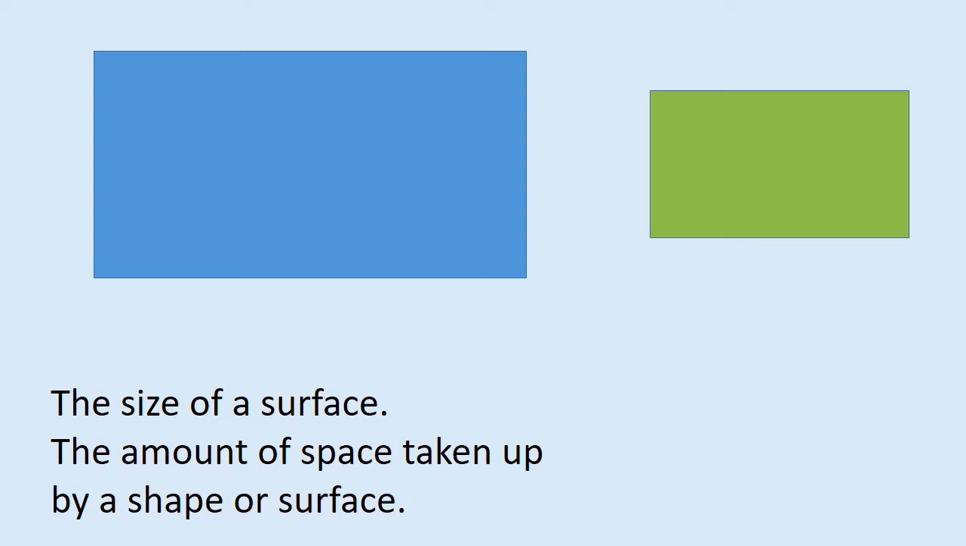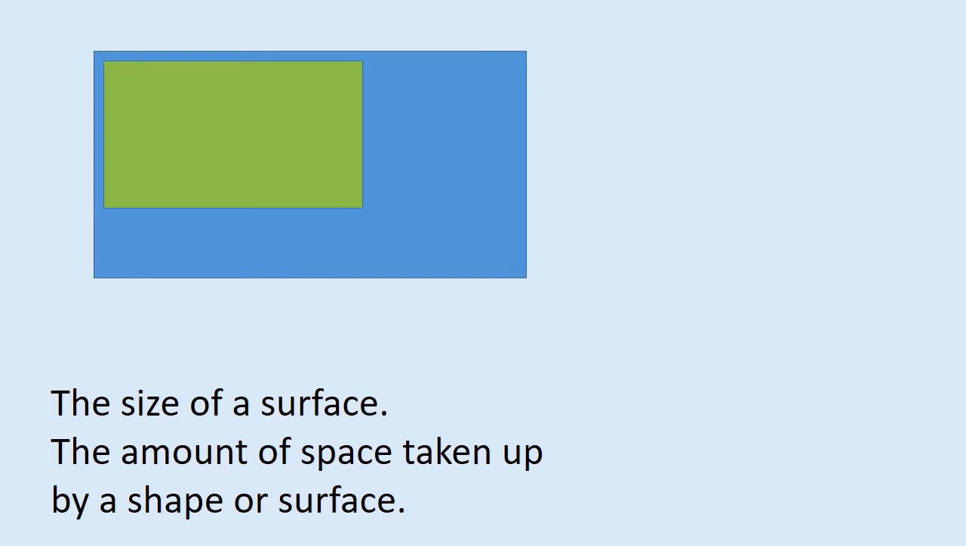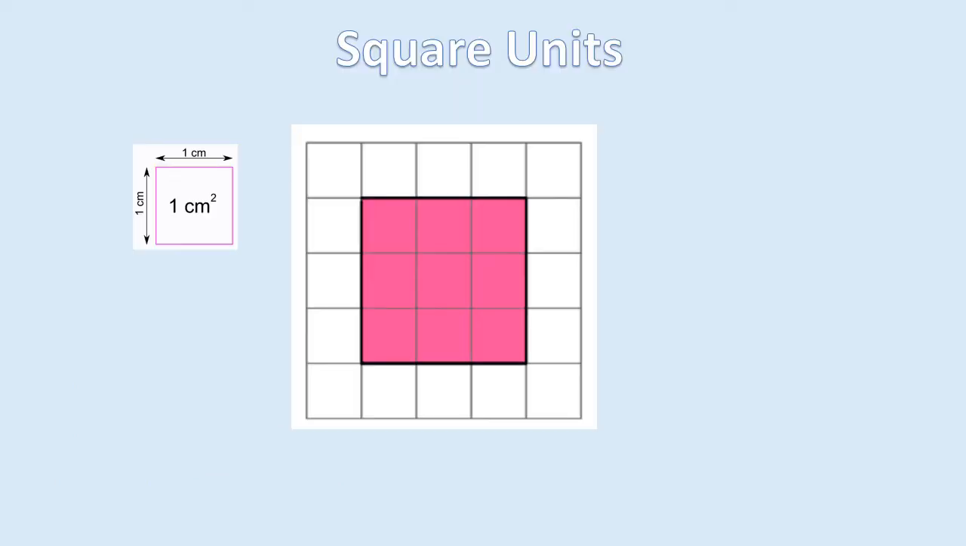So what is area? Area is the size of a surface, so the amount of space taken up by a shape or a surface. So you can see here that I have two different rectangles, and both of them take up different amounts of space. Now, one very simple way I can check which rectangle has the larger area is by placing one on top of the other. And it's very clear here that the blue rectangle definitely takes up a lot more space than the green rectangle. So just by looking at it, I can tell that the blue rectangle has a larger area than the green rectangle.